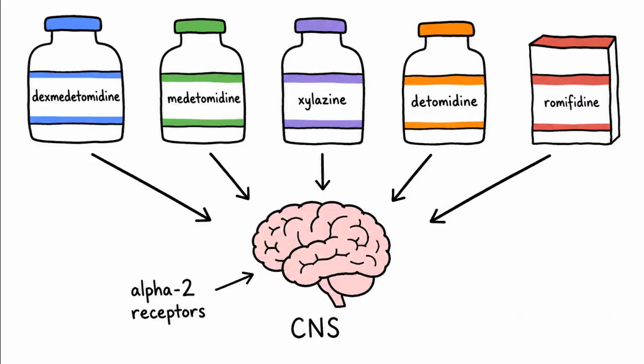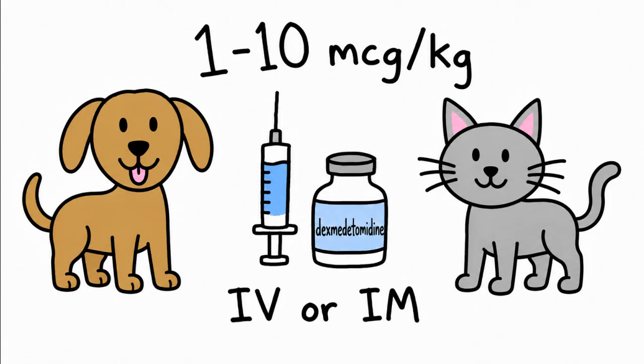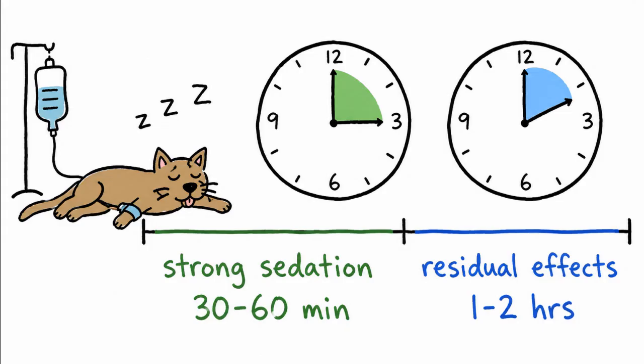Dexmedetomidine, medetomidine, xylazine, detomidine, and romifidine act on alpha-2 adrenergic receptors in the central nervous system. They decrease norepinephrine release, which produces sedation, analgesia, and muscle relaxation. Dexmedetomidine in dogs and cats is dosed in micrograms per kilogram, commonly around 1 to 10 micrograms per kilogram IV or intramuscularly, depending on the patient and desired depth. Strong sedation often lasts about 30 to 60 minutes, with residual effects sometimes lasting closer to 1 to 2 hours.